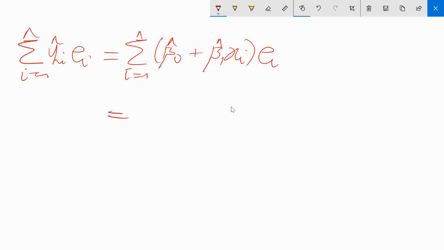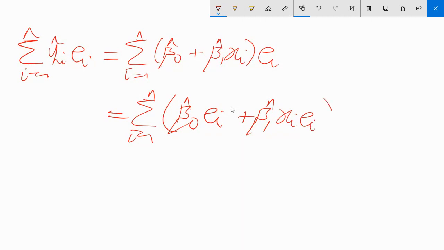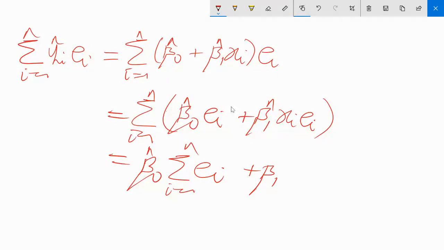And I multiply everything by ei, I will have the summation of beta 0 hat multiplied by ei plus beta 1 hat xi ei. Then I distribute the summation. Beta 0 hat is a constant, so I take it out. We have the summation of ei plus beta 1 hat is a constant. I take it out. I will have the summation of xi ei.